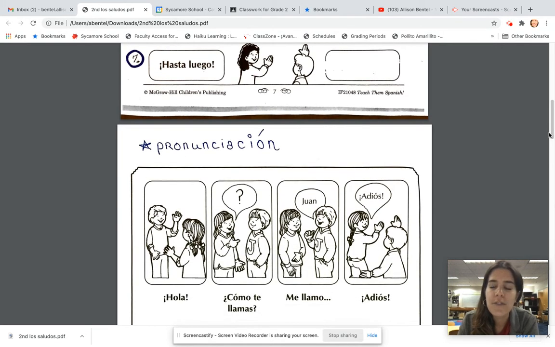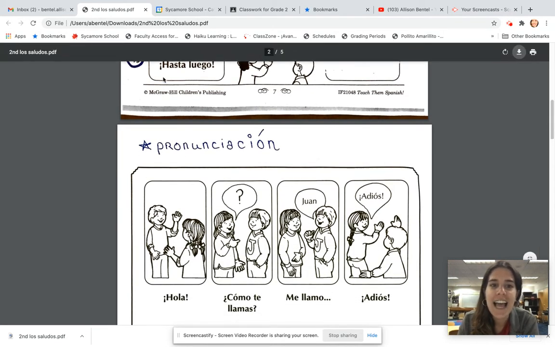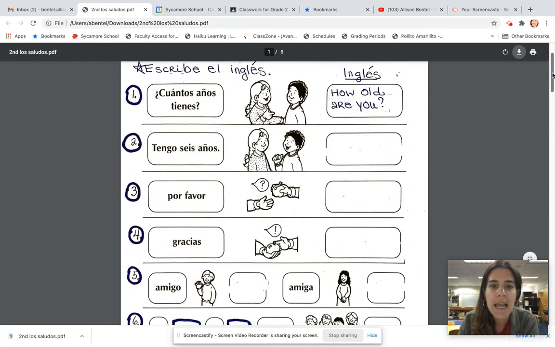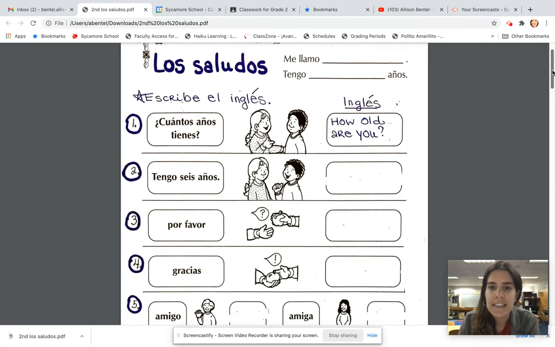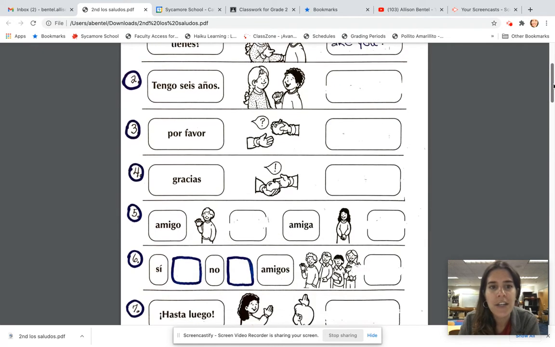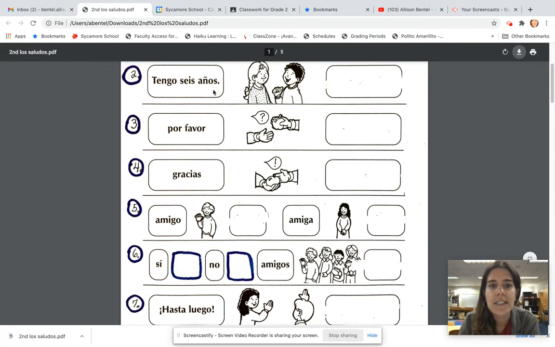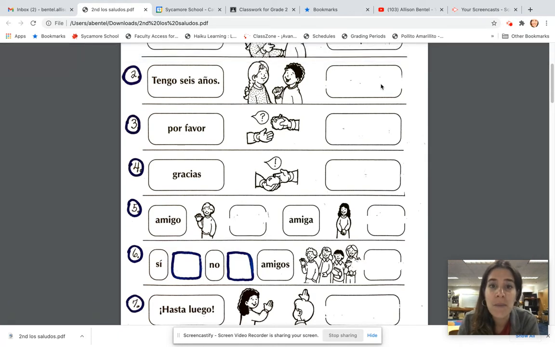Y finalmente, for the first page, número 7, hasta luego. ¿Qué significa? Muy bien, it means see you later. Muy bien, fantástico. Una vez más, one more time. Número 1, ¿cuántos años tienes? How old are you? Es el ejemplo, that's already there. Número 2, tengo 6 años. I am 6 years old, which I know is not true for most of you in segundo grado anymore. You would say 7 o 8.